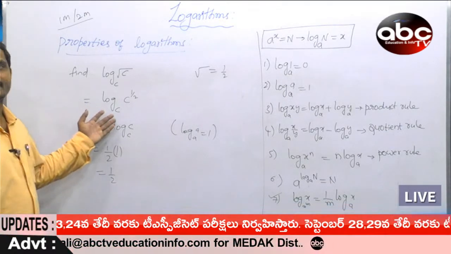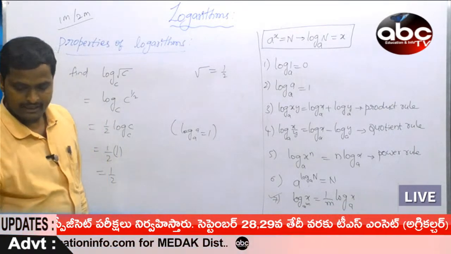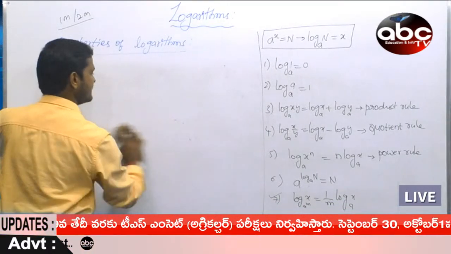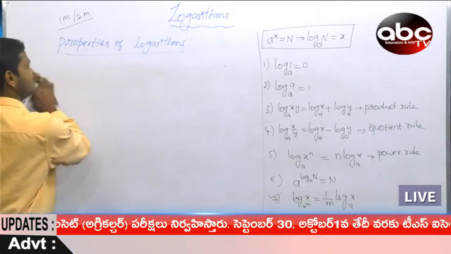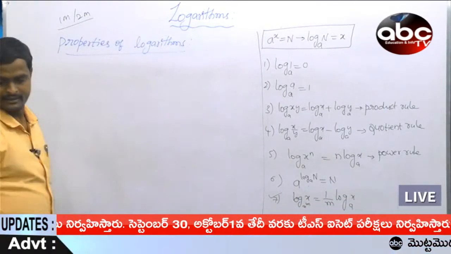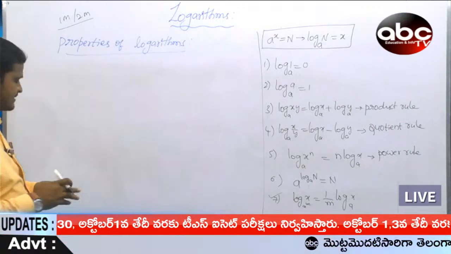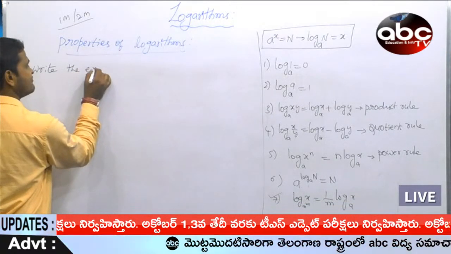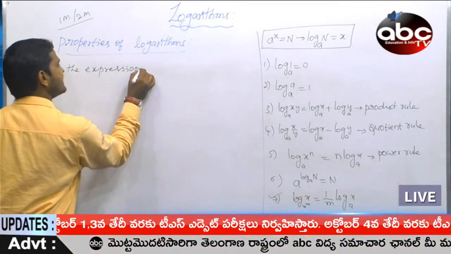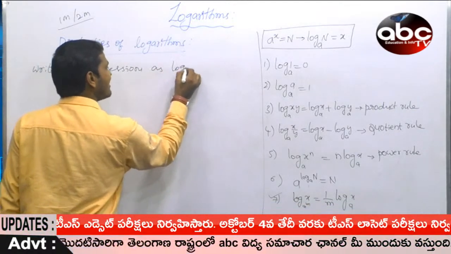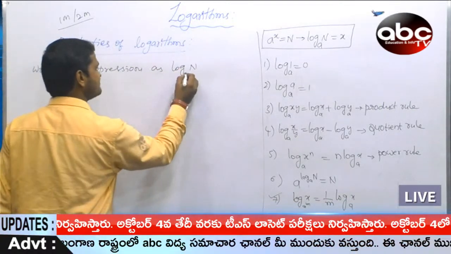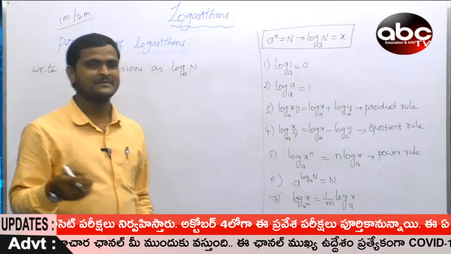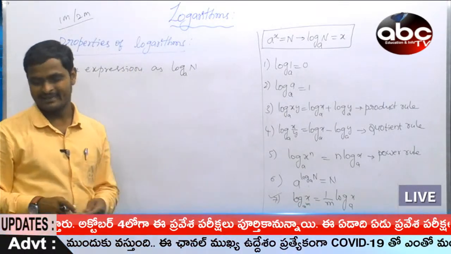Now we will see a different problem. Write the following expressions. Second one. Type 1 means find the value of log. Next, type 2, write the following expression as log n base a, right? Type 1, solve the following problems. Second one, write the expression as log n.